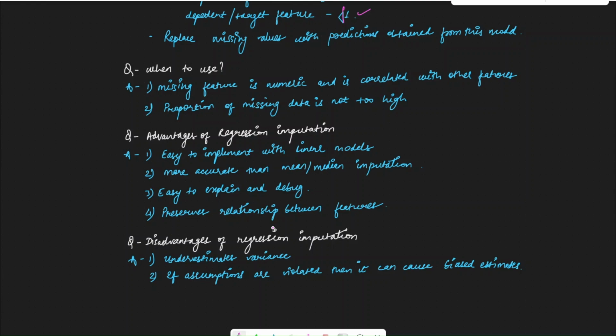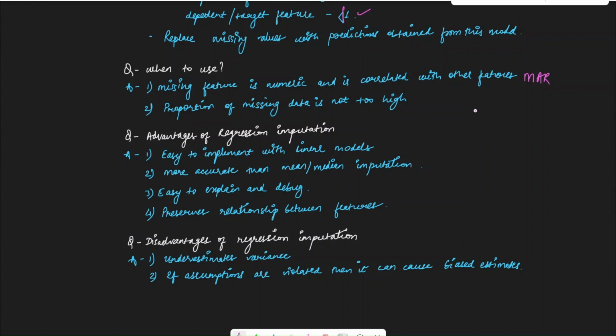When should we use regression imputation? If the missing feature is numeric and it is correlated with other features, that is, missingness is due to MAR, then we can use regression imputation. Second is, when the proportion of missing data is not too high, then we can use this, because we need enough data so that we can train the regression model. And if there are lots of missing data, then we might not be able to train our model properly. So regression imputation might not work there.